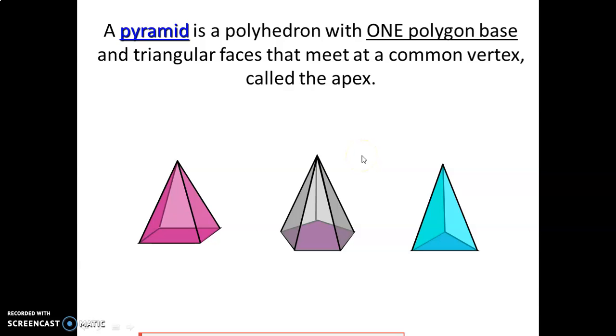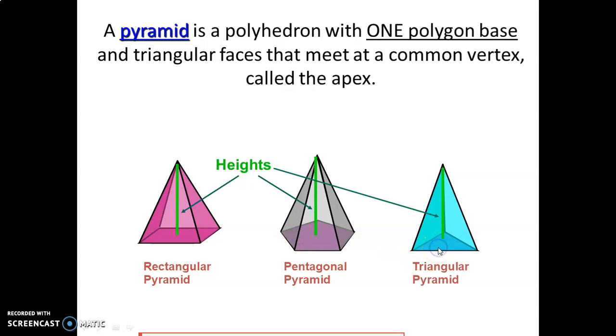Okay, a pyramid is a polyhedron with one polygon base. So this time there's not two parallel bases, there's just one. And then triangular faces that meet at a common vertex called the apex. That's rectangular pyramid, pentagonal pyramid, and a triangular pyramid. And the height lines go down from the apex to the center of the polygonal base.